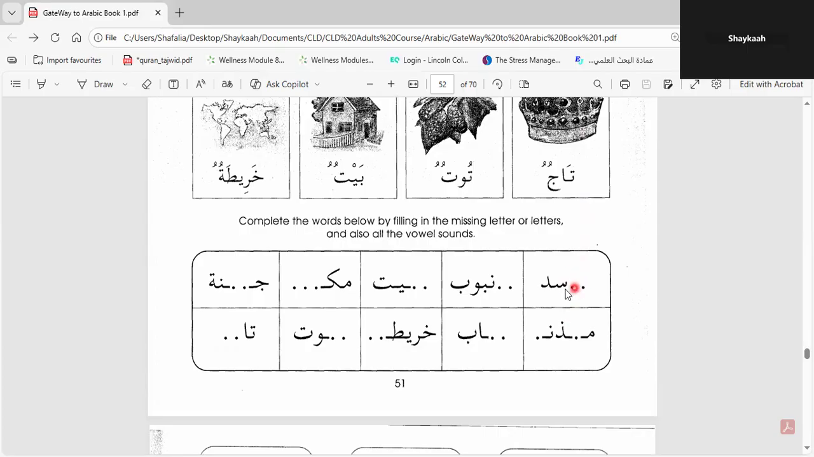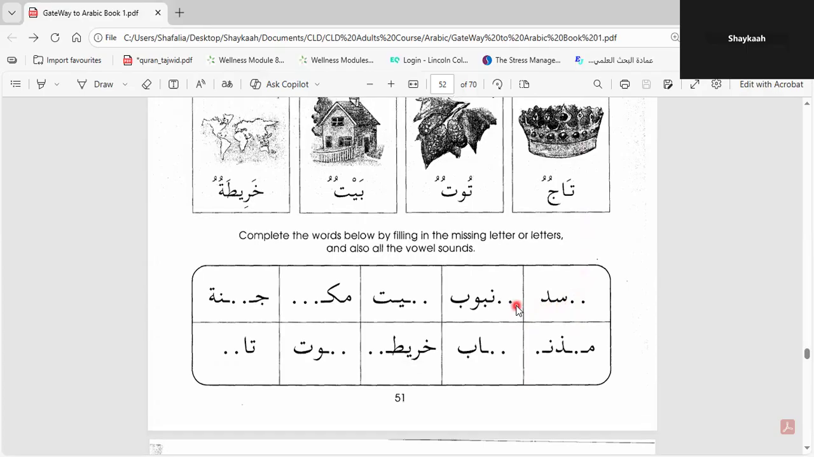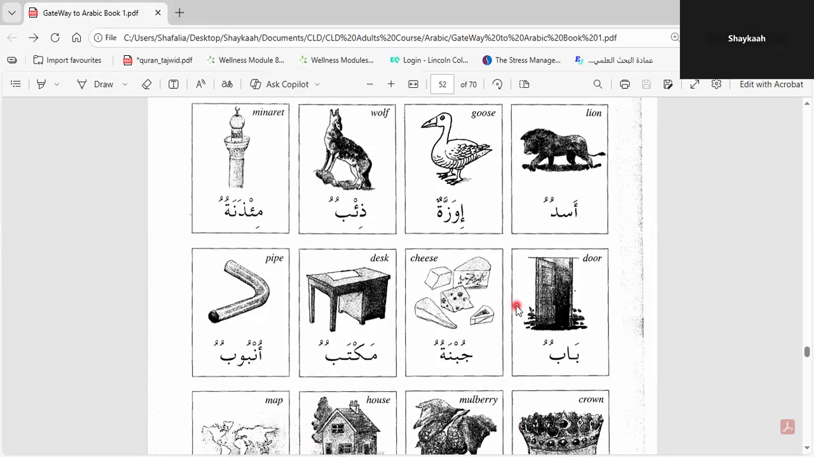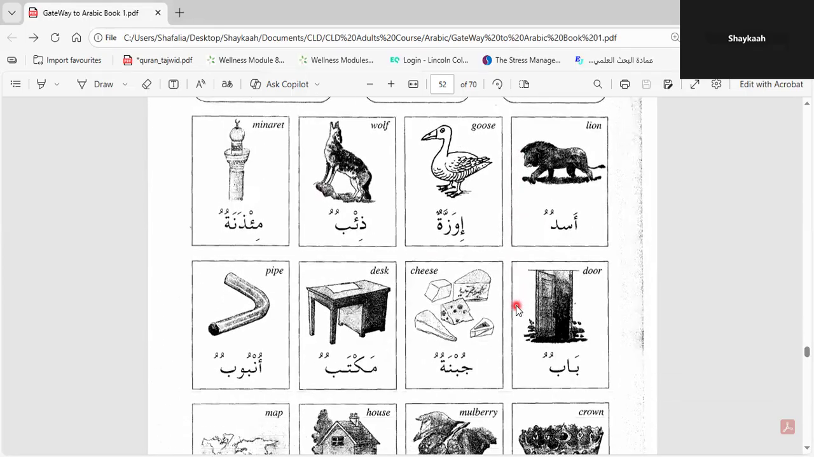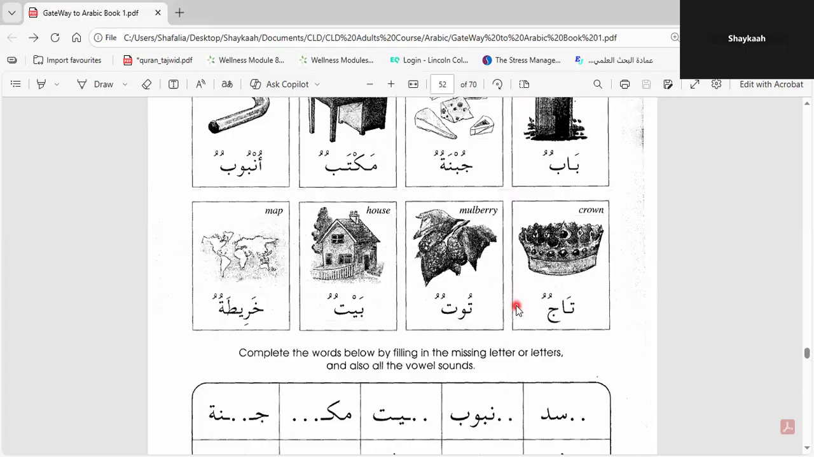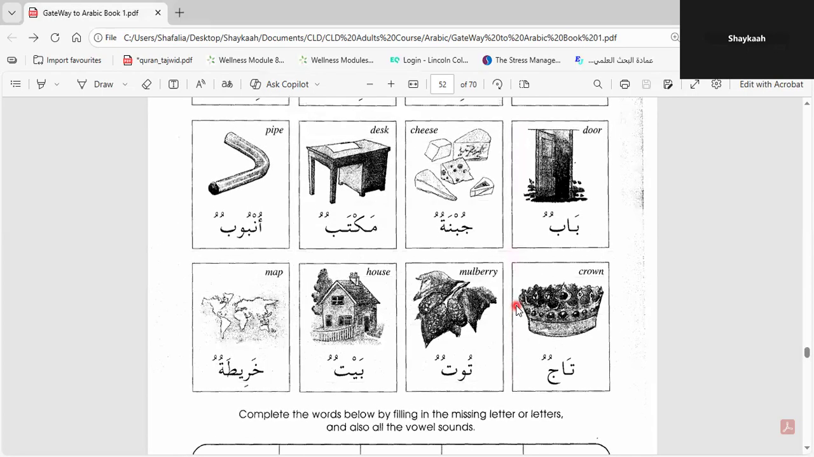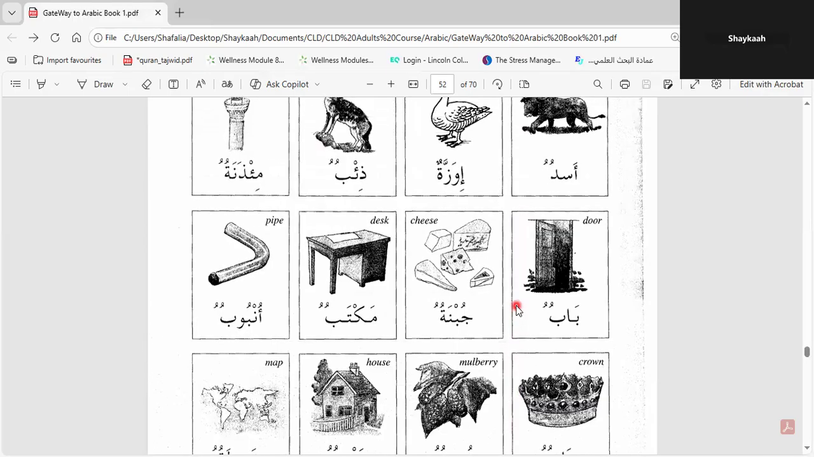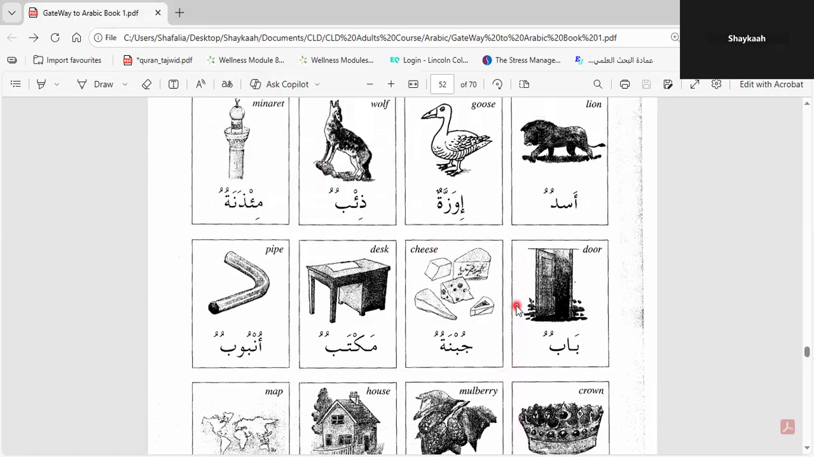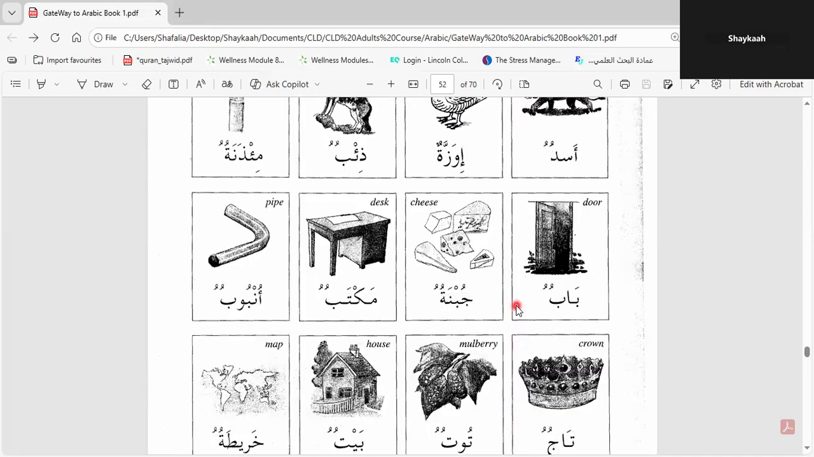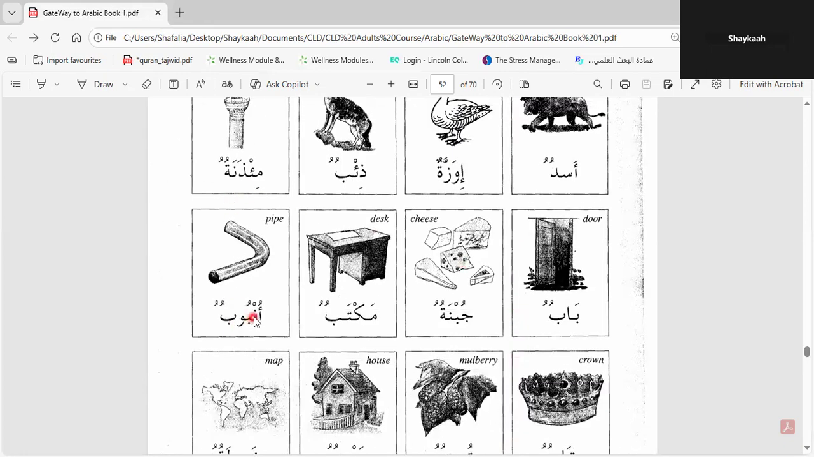So alif, sin, dal. Now you have the next one, nun, ba, wa, ba. So we want to look back and see where this word appears. I can see it. Where is it? What's missing? You have four letters, nun, ba, wa, and ba. What's missing? The hamza. So if we look here, it's the pipe. Hamza is missing.